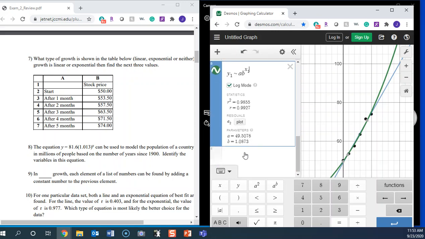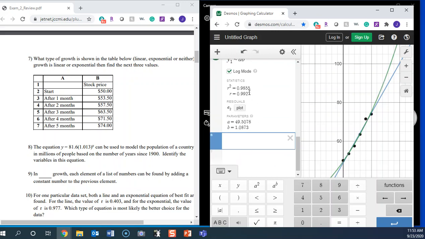You can write out the equation. Let me write out the equation. The equation would be y is equal to, and if you notice here, we're in 2 decimal places, so we'll do that here. It'll be 49.51 times 1.09 to the x power.